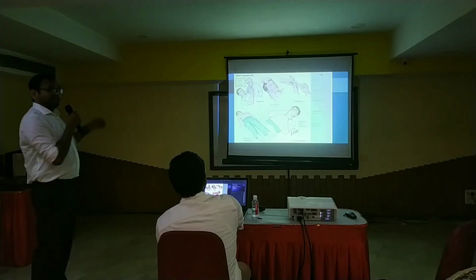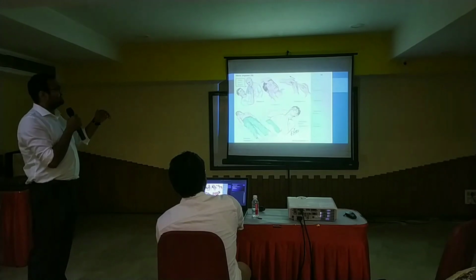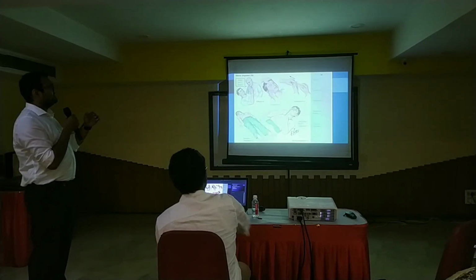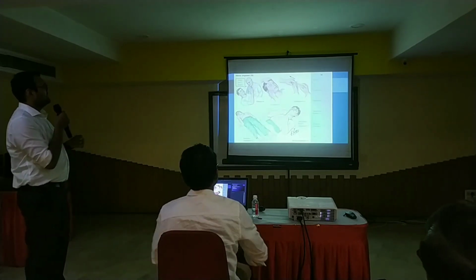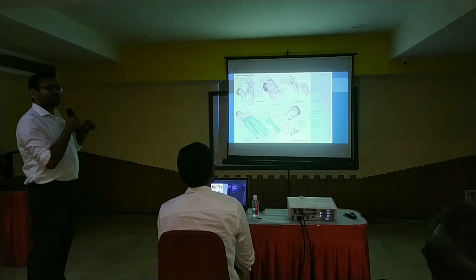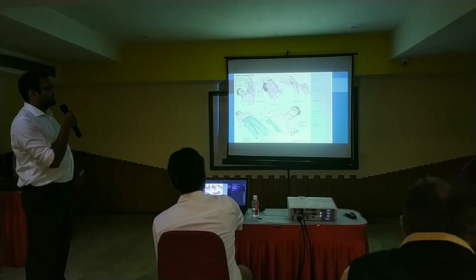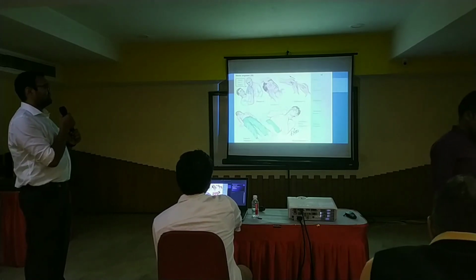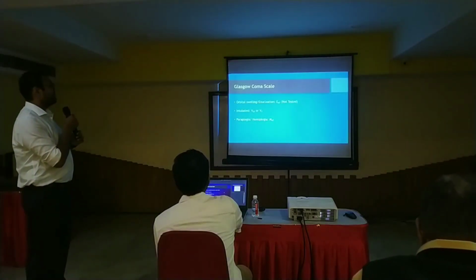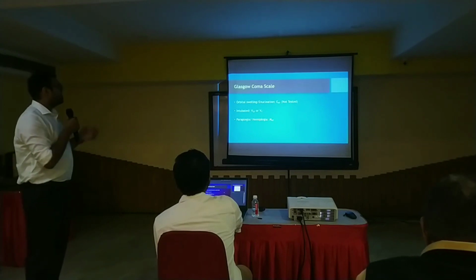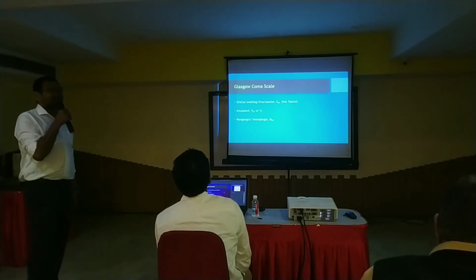Motor response, M6 is patient is obeying, M5 is localizing the pain, M4 is withdraws to painful stimulus, M3 is abnormal flexion or also called as decorticate posture, M2 is decerebrate posture or abnormal extension, and M1 is no motor response. So these are some special situations while assessing the Glasgow Coma scale.